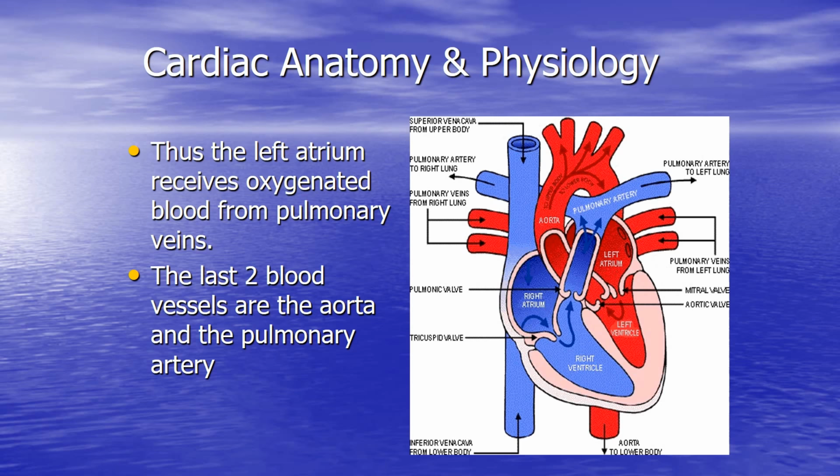The last 2 blood vessels are the aorta and the pulmonary artery. These are both arteries. The aorta is the largest artery in the body. The pulmonary artery is an artery that takes blood to the lungs. Anytime you hear the term pulmonary, think lungs. The pulmonary veins bring blood from the lungs. The pulmonary artery takes blood to the lungs.